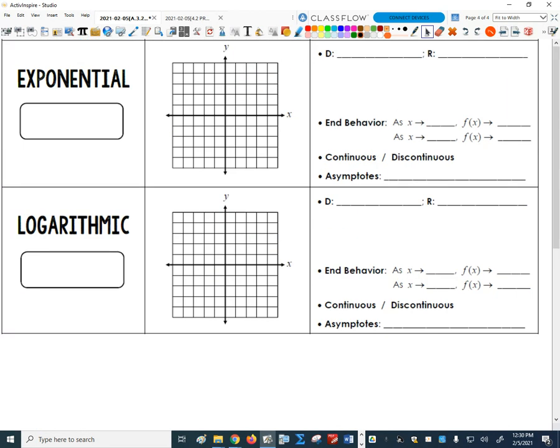Okay, exponential function. There's a bunch of different ones we could do, but we're going to pick our parent graph for now to be 2 to the x. It could be some base other than 2 also, right? But we're going to pick base 2. That's a convenient one for us. Okay, so let's make a t-table first of all.